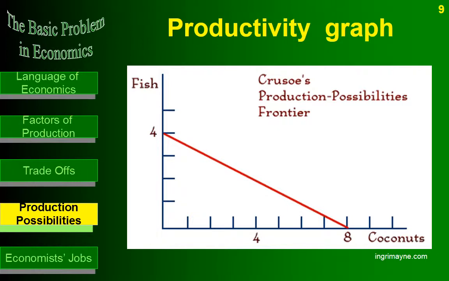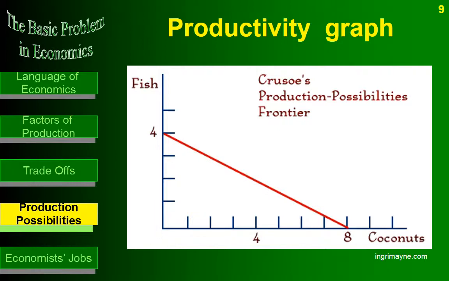But what happens in between? And so we can take a look at this graph and say that if we go ahead and only go for 4 coconuts, we could probably also get 2 fish. Now, one thing I want to make sure you realize is that this is a limit, what you see on that line. Anything below that line or to the left of that line is still possible.